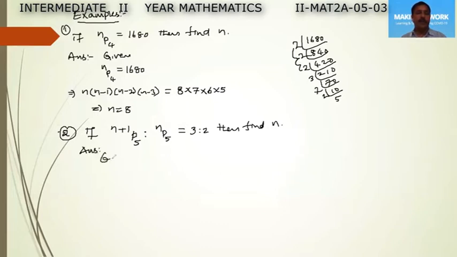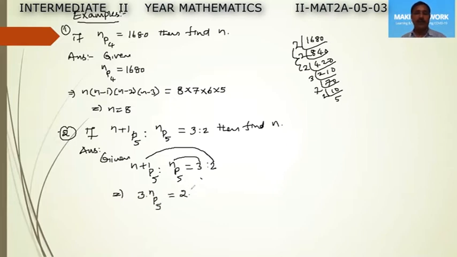What is given? (n plus 1)P5 to nP5 is equal to 3:2. From the ratio and proportion concepts, here we can take the product of means is equal to the product of extremes. So this is equal to 3 into nP5 is equal to 2 into (n plus 1)P5.